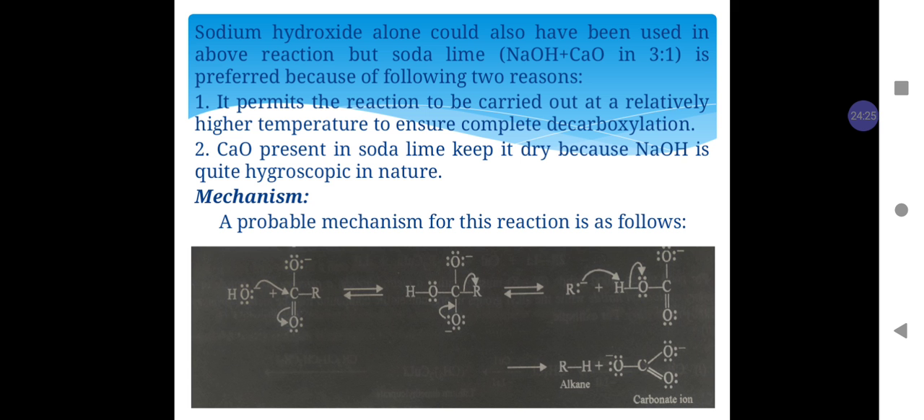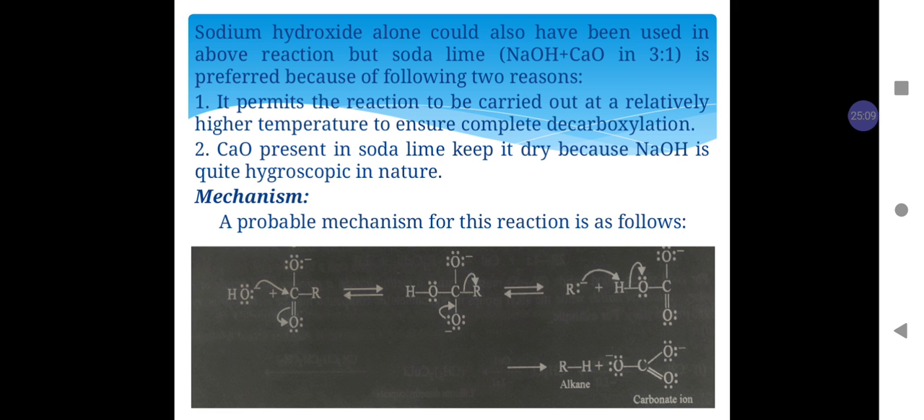Sodium hydroxide alone could also be used in this reaction, but we use soda lime due to the following two reasons. First, it allows the reaction to be carried out at relatively higher temperature so that there will be complete decarboxylation in the reaction. Second, the quicklime present in soda lime keeps the reaction mixture dry, because we know that sodium hydroxide is a hygroscopic compound.